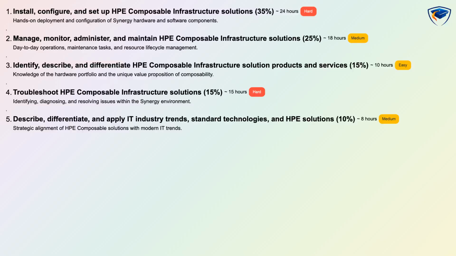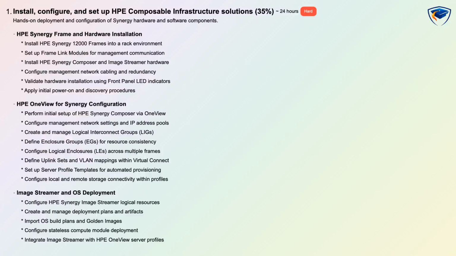Install, configure, and set up HPE Composable Infrastructure Solutions is weighted at 35%, focuses on hands-on deployment and configuration of Synergy hardware and software components, has difficulty labeled hard, estimated learning time hours 24, and assessment type hands-on plus conceptual. You will learn to install HPE Synergy 12,000 frames into a rack environment, set up frame link modules, and install Synergy Composer and Image Streamer hardware while configuring management network cabling and redundancy.